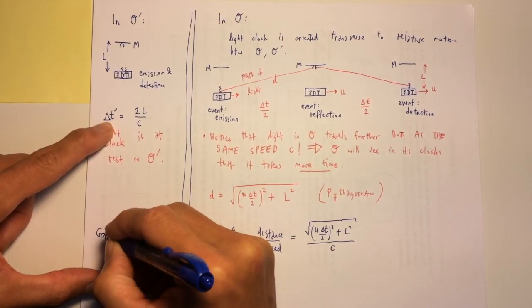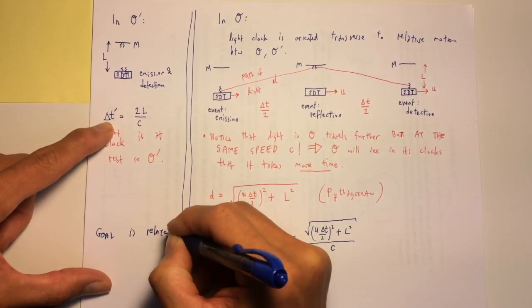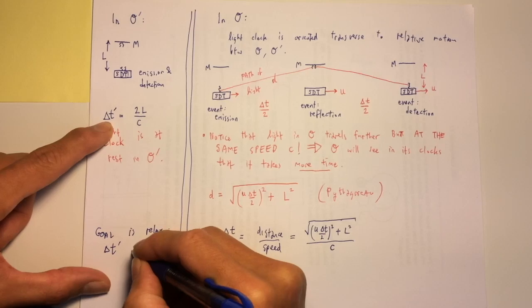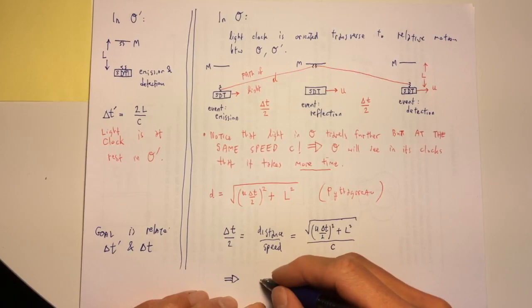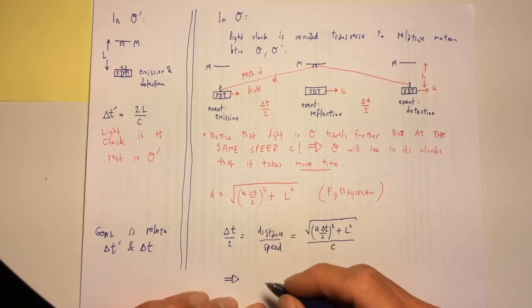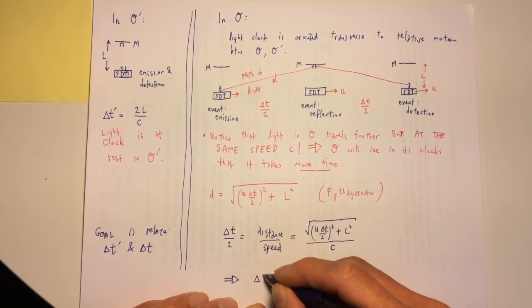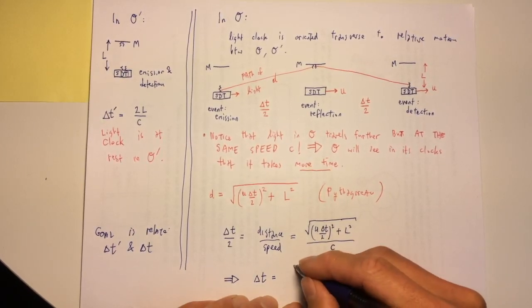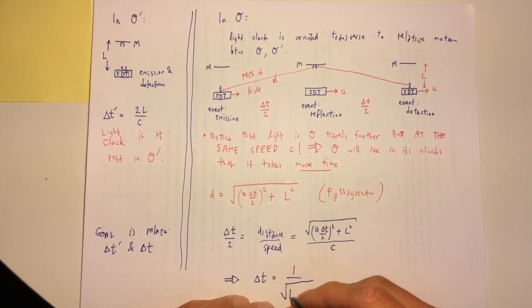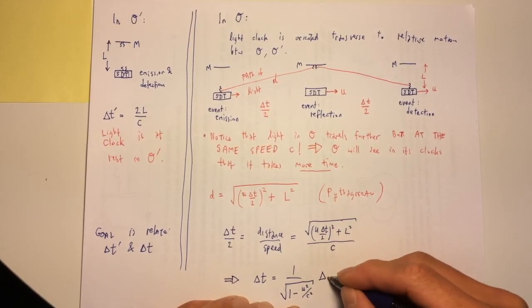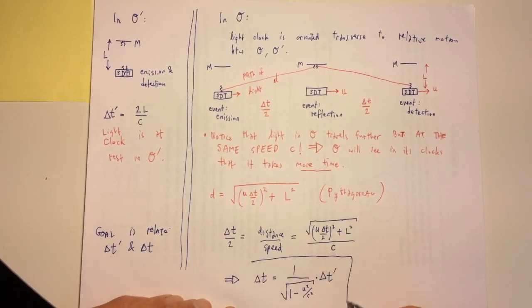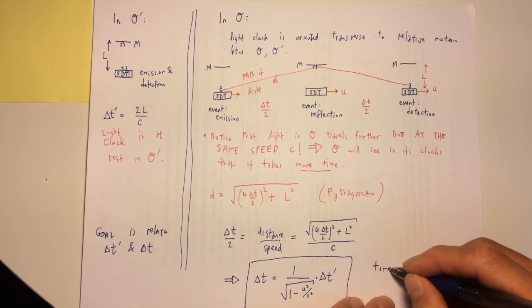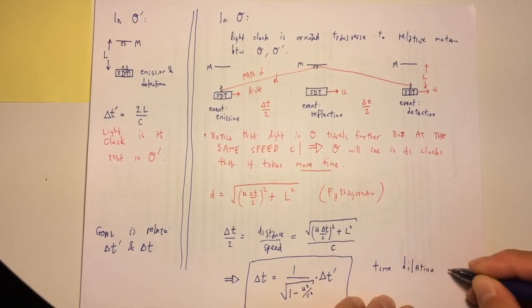So your goal is to relate delta t prime and delta t, and what you're going to get is that delta t is equal to 1 over the square root of 1 minus u squared over c squared times delta t prime. This is what you're going to get. And this is called the time dilation formula.